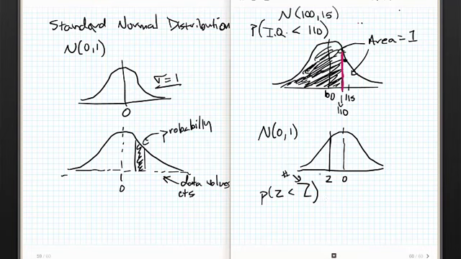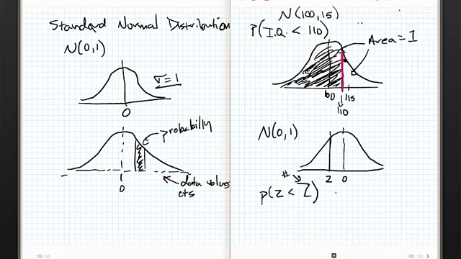Now, again, I don't want you to get too wrapped up in the method by which we do this. You need to know how to do it, but what I really want you to do is start thinking in terms of how you can use this procedure and apply it to things like finding the probability that somebody has an IQ that's less than 110.